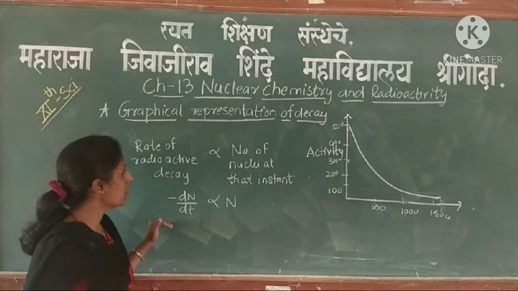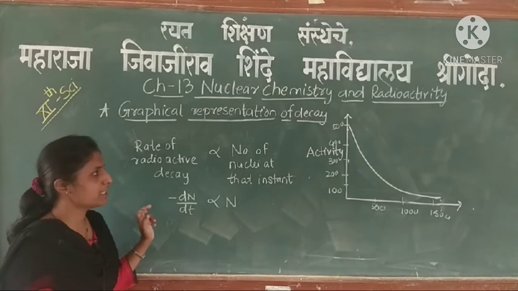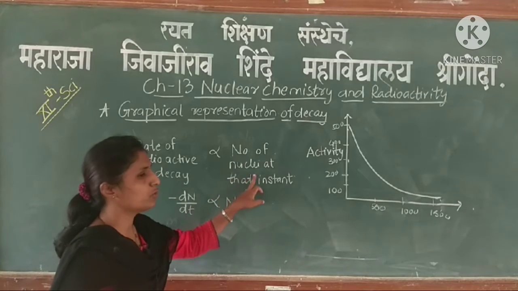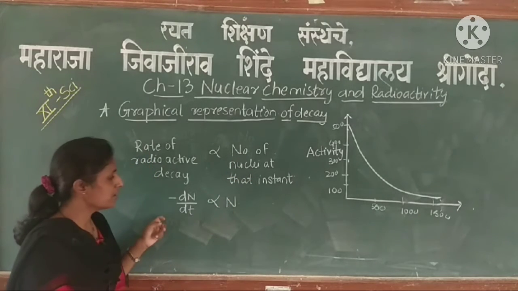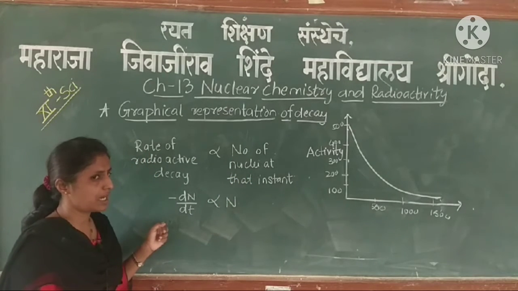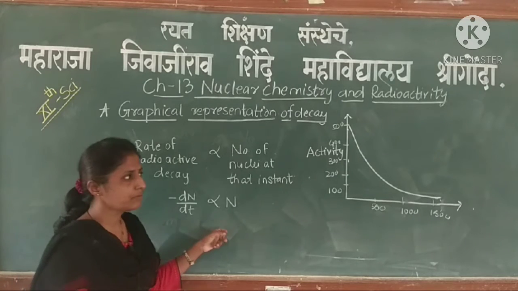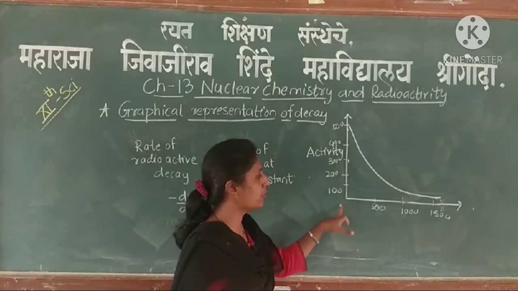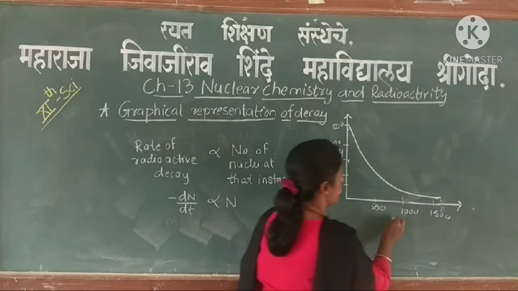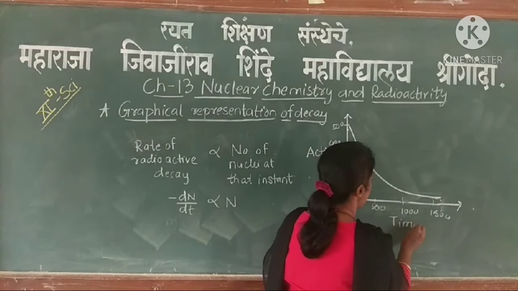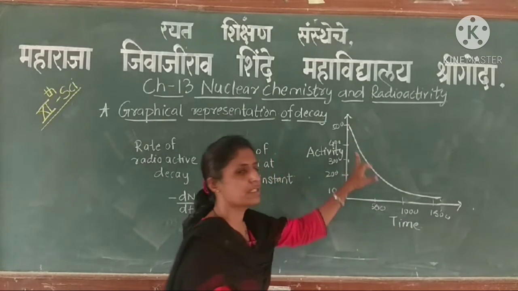So what you can say is, the rate of radioactive decay is directly proportional to the number of nuclei at that instant. That is, minus dN by dt is directly proportional to your N. Now if you plot the graph of activity versus time, you get this curve.